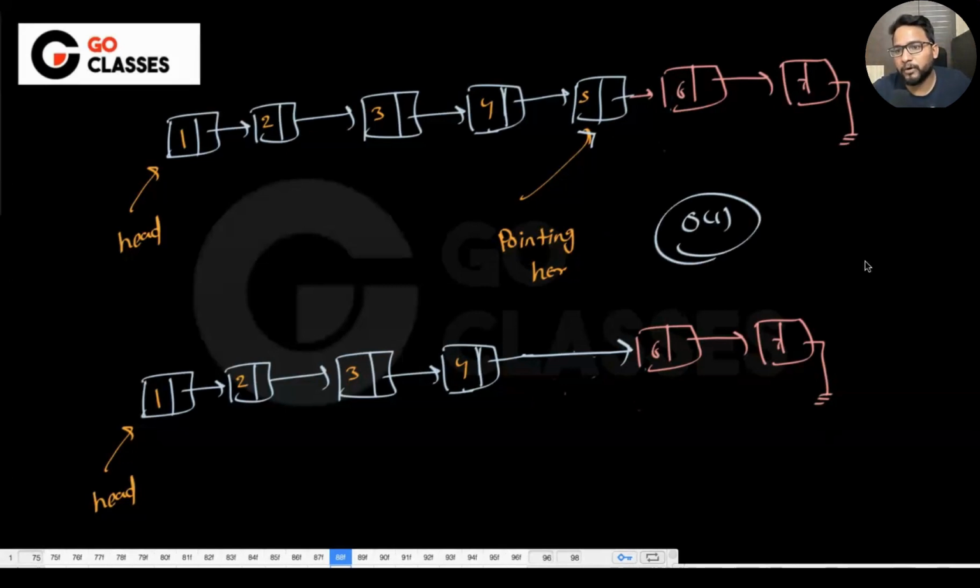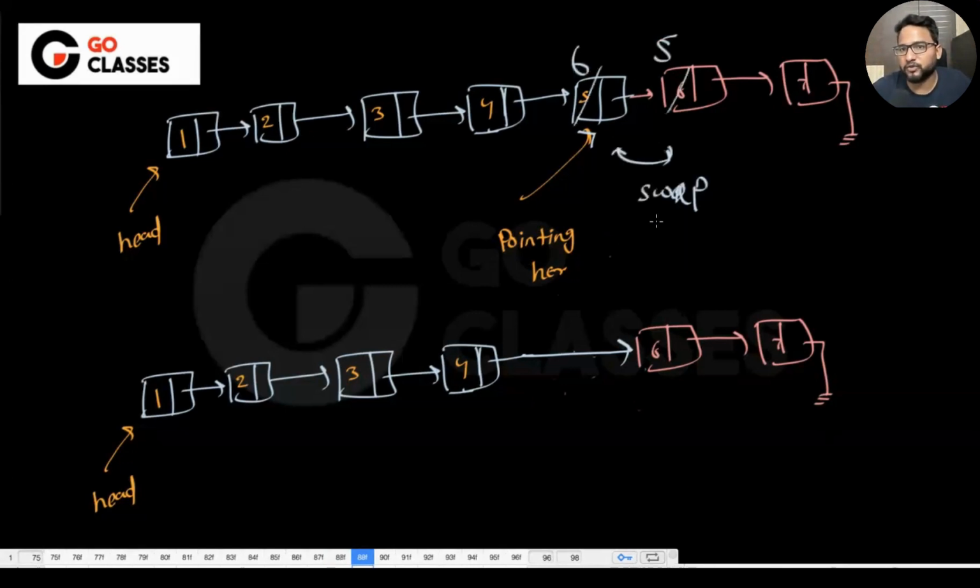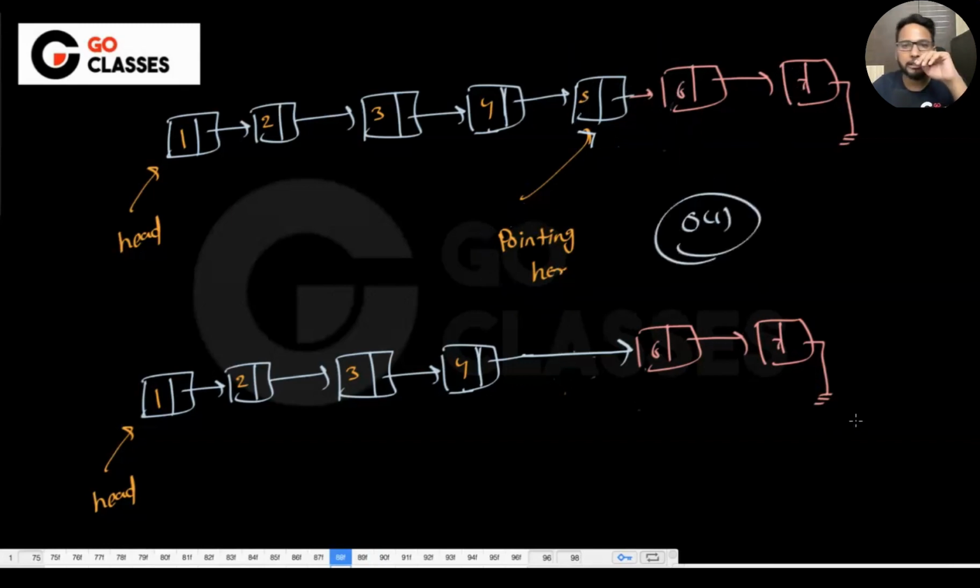After the swap, 6 is not pointing to 7. No, you can definitely ask the 6 to point to 7, right? You can definitely change this pointer because you have the pointer to this. Your pointer is pointing here. That is not an issue. You can definitely ask this 6 to point to 7. So basically, this is the order of 1 operation that you can do.